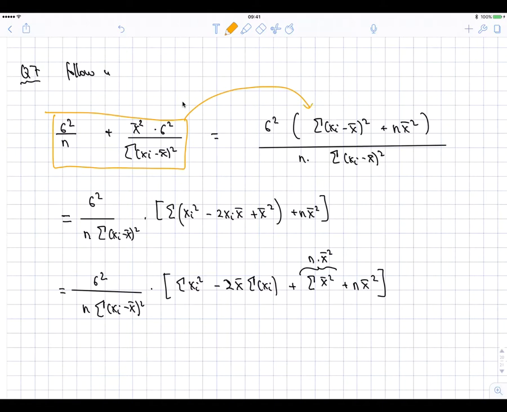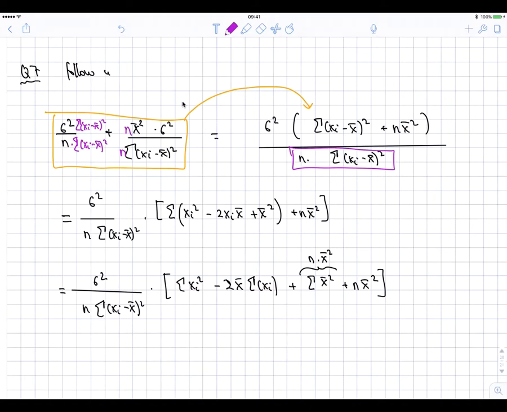I simply said I'm going to make everything common denominator. So I'm going to multiply this by sum of xi minus x bar squared, and I'm going to multiply the top bit by xi minus x bar squared. Have I changed anything? No, I haven't. Can I also multiply this by n and the bottom bit by n? Have I changed anything? No, I haven't changed anything. But now I have that as a common denominator. Agree?